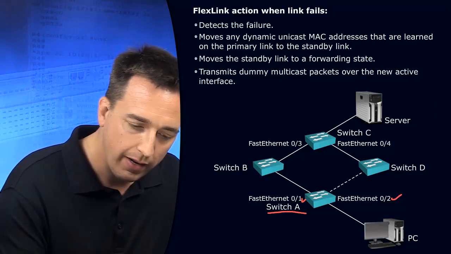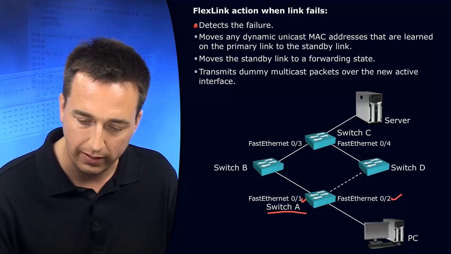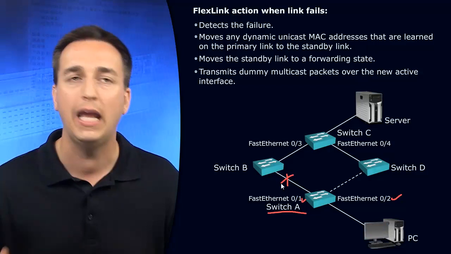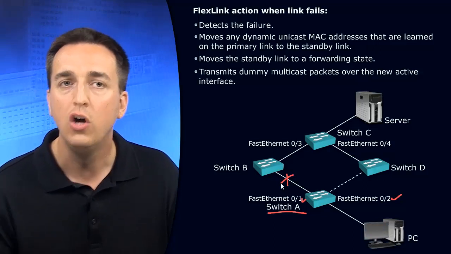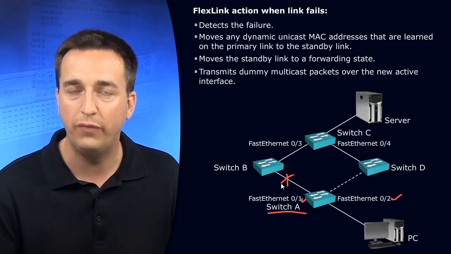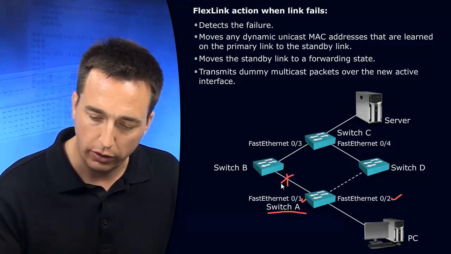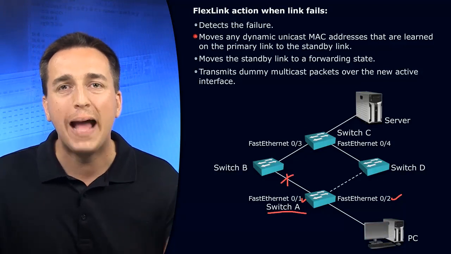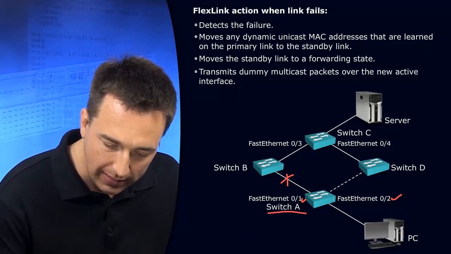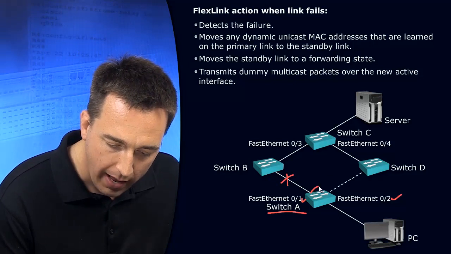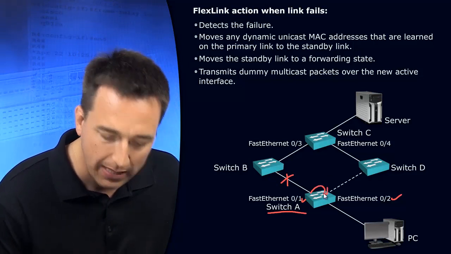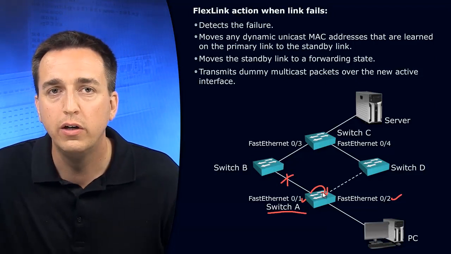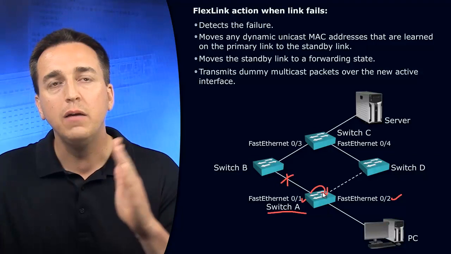So all of a sudden, the failure is detected. The failure is detected because this link goes down. The interface goes down, the cable's unplugged. Something happens which causes the active link to fail. When this occurs, all of the dynamically learned MAC addresses on FastEthernet 0/1 have to be moved over in the MAC address table to FastEthernet 0/2. The process does that automatically behind the scenes.